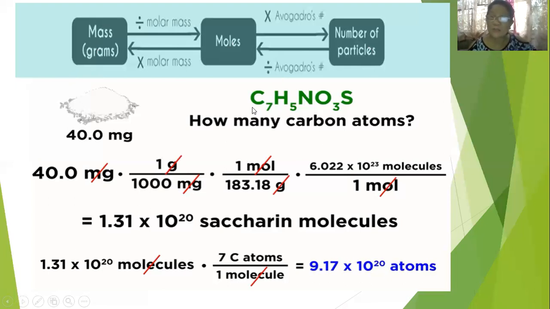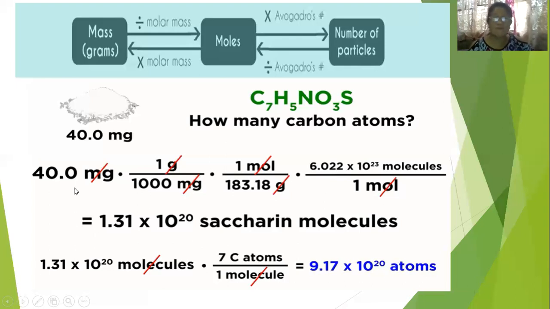Ma'am, why molecules? Molecules because it's already a compound. It is a group of atoms. Okay? Therefore, multiply it with our Avogadro's number, that is 6.022 times 10 to the power of 23 molecules of saccharin over 1 mole of saccharin. So cancel the mole. What remains now is the molecules, which is the molecule of a compound. Therefore, multiply all of this.